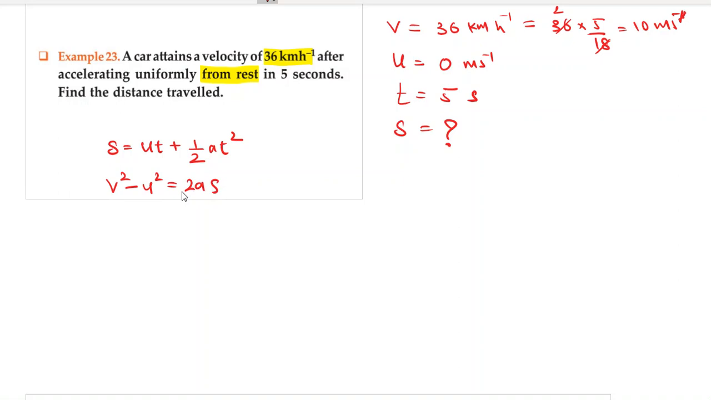See, in both the cases, you will require acceleration, right? Without acceleration, you cannot find displacement, because A is there in both the equations and A is not known to you. So let's use the first equation of motion and find the acceleration. So V is equal to U plus AT. What is V? V is 10.